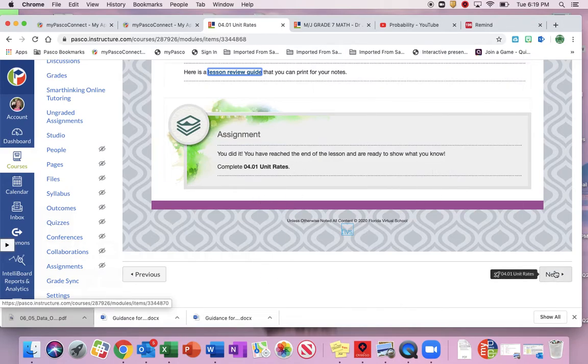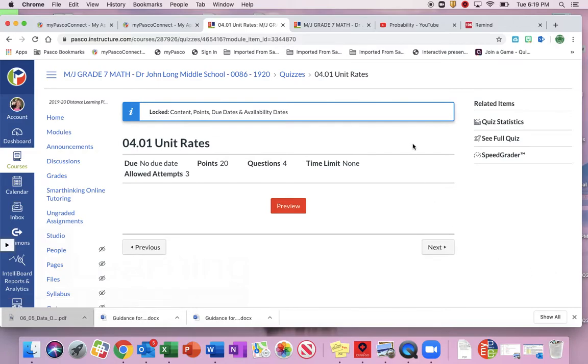So now you can go to this button, and you can see as I hover over it, it's going to take you to the unit rates quiz. So if you are ready, then you can take the quiz one time, wait for it to be graded, and receive feedback on any errors before you retake it. You have 3 attempts, and we will take the higher score of all of the 3 attempts that you take. So use them wisely. Thank you.